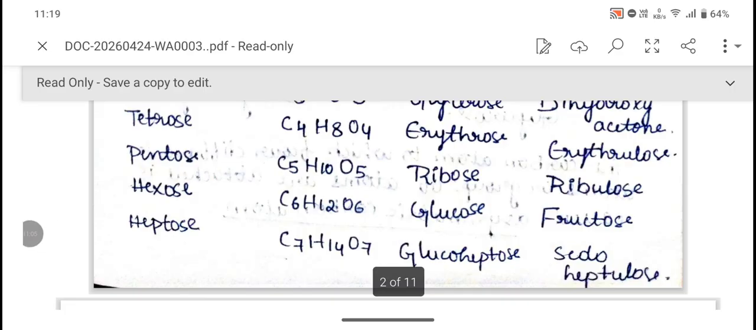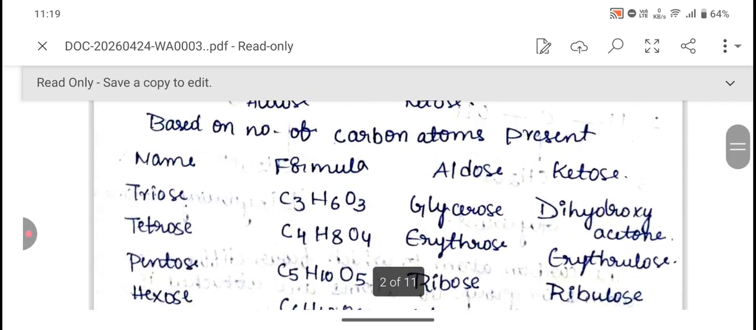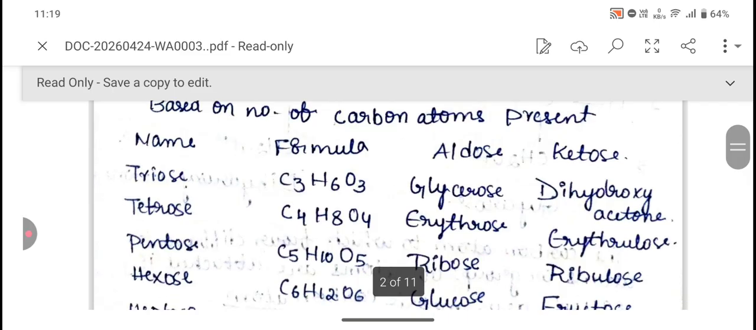Hexose. Examples will be glucose and fructose. Heptose: glucoheptose and pseudoheptulose. So this is the brief classification of monosaccharides based upon the number of carbon atoms.